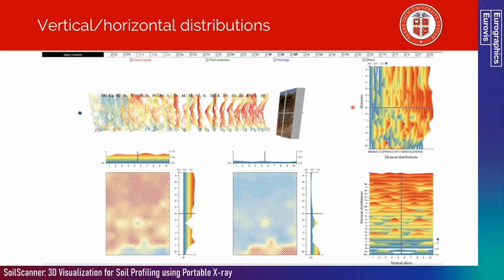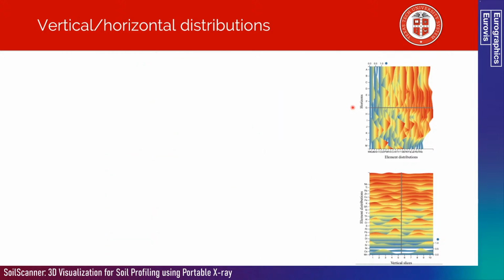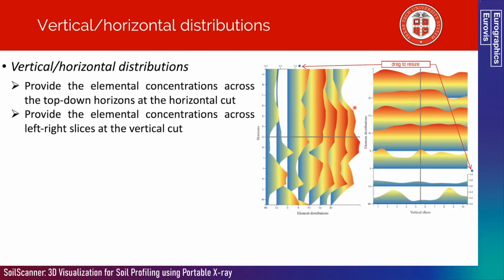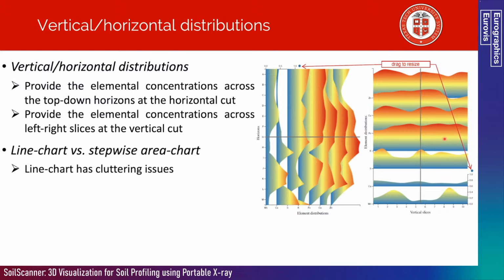The vertical and horizontal distributions view. This provides the elemental concentrations across the top-down horizon at the horizontal cut. At the same time, it also provides the elemental concentration across left to right at the vertical cut. In this case, soil scientists tend to use line charts for representing the distributions vertically or horizontally. However, line charts have cluttering issues when we have a large number of elements to display.